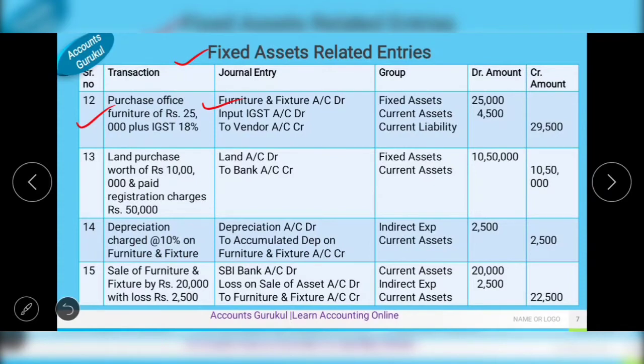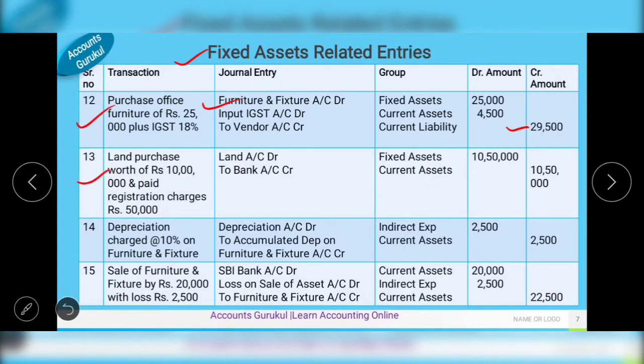So that's the reason the furniture and fixtures account debit, debit what comes in, input IGST account debit, and to vendor account credit, credit the giver from the personal account, and that's a 29,500.